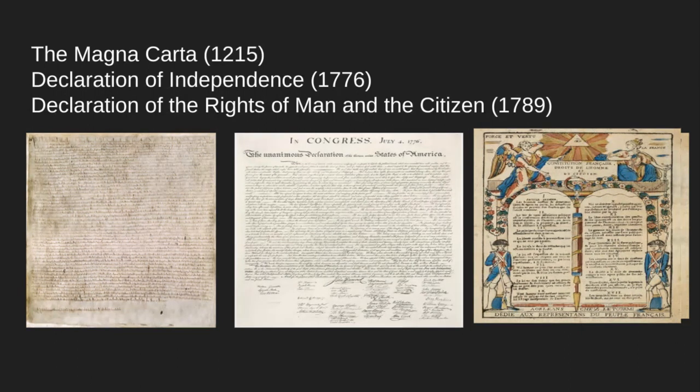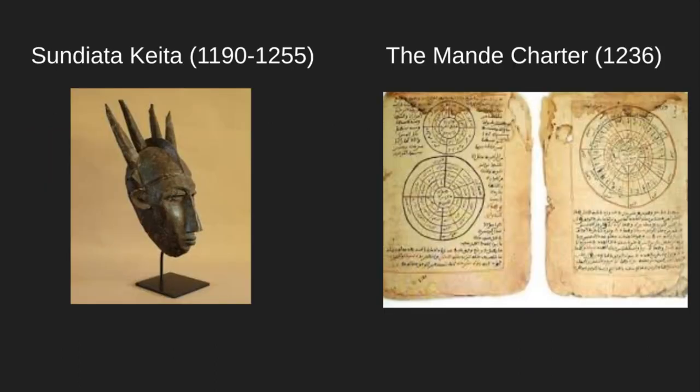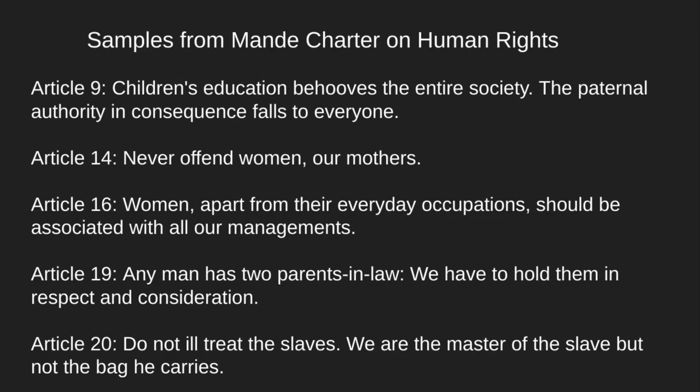Famous habeas corpus is there, those rights of that nature. The Declaration of Independence, 1776. The Declaration of the Rights of Man and the Citizen in France, 1789. But long before, in 1236, the Mandate had already written a document of the rights of its citizens, and indeed of all peoples, of all human beings. So let's look. I just pulled out a few articles here from this charter that was written so long ago.